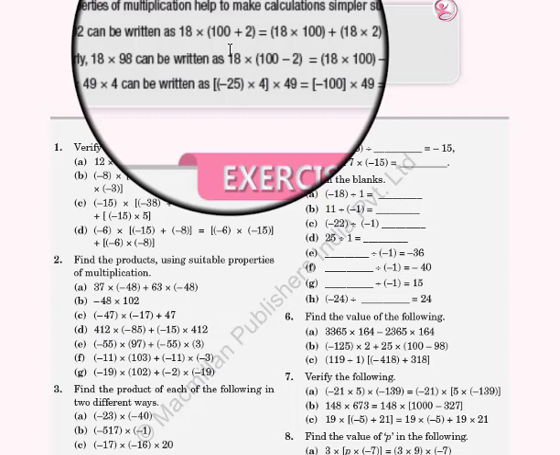Now as we know, 18 will get multiplied to both these numbers. So it will be 18 into 100 plus 18 into 2. So if you have such a calculation, you can simply add 1800 plus 18 into 2, which comes out to be 36. You get the answer.